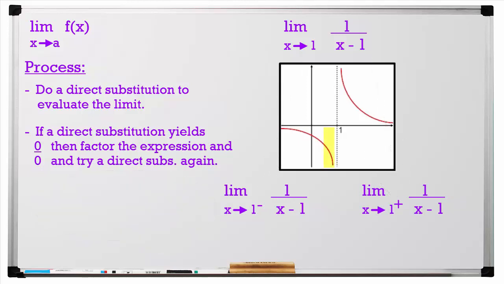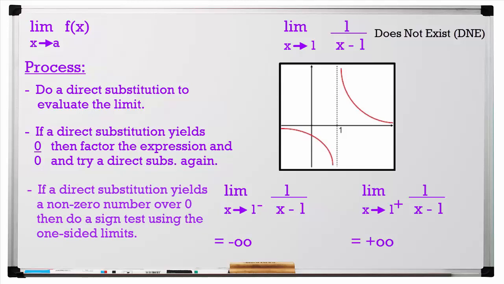As we approach 1 from the left, we see that the graph goes down to negative infinity. And as we approach 1 from the right, we see that the graph goes up to positive infinity. So since the graph is going to different places, the limit of 1 over x minus 1 as x approaches 1 does not exist, because the one-sided limits are not equal. So in this case, when we do a direct substitution, we get 1 over 0. So whenever we get a non-zero number over 0, then we need to use one-sided limits to determine if the limit exists.